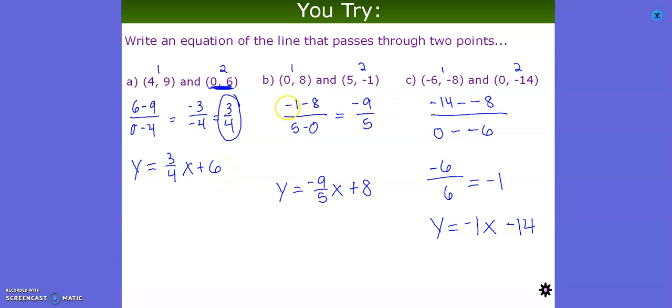For letter B, again, we went ahead and did our subtraction. We found our slope. And this is our y-intercept. Y equals negative 9/5 x plus 8.